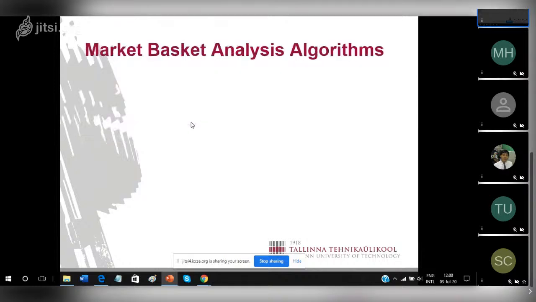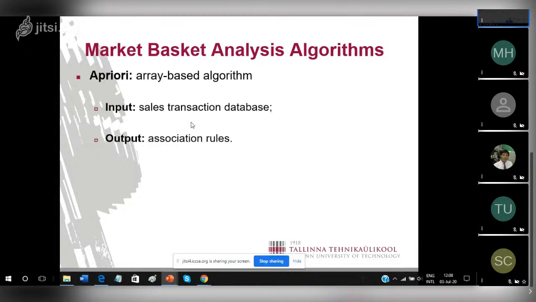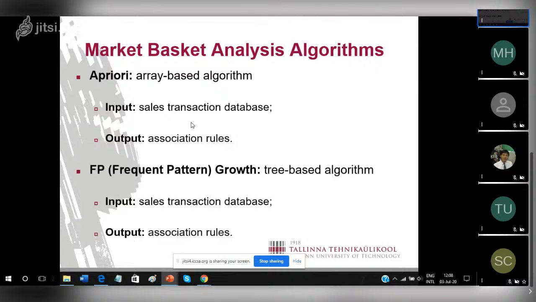There are a number of algorithms that are used in market basket analysis to find similar attributes. To prove the applicability of market basket analysis in finding similar attributes in an ontology, we selected two popular algorithms. One is called the apriori algorithm, which is an array-based algorithm, and the other is a tree-based algorithm called the FP, or frequent pattern growth algorithm. As you can see, both algorithms take a sales transaction database as input, and the result of those algorithms are association rules.